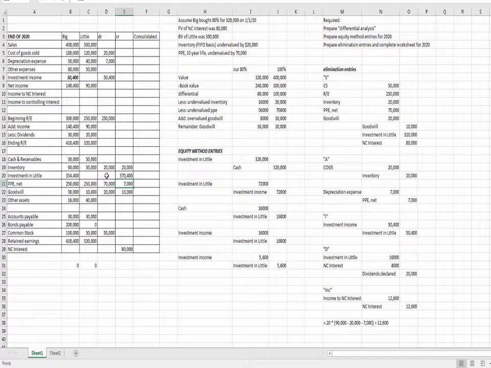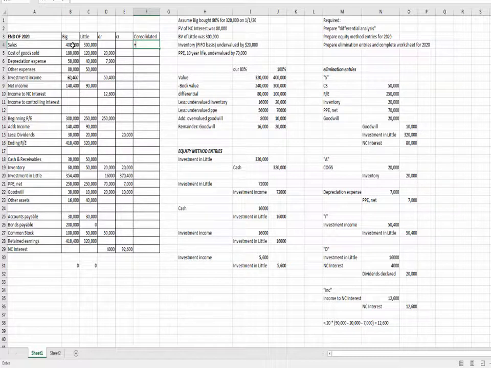D for dividends. Debit to the investment in Little, debit to the non-controlling interest, credit to dividends declared. Then lastly, a debit to the income to the non-controlling interest up in the income statement, and a credit to the non-controlling interest down in the balance sheet. Okay, so again, just using my mouse and the plus key and the enter key, I'm transferring all that data. Now let's go ahead and fill this in.